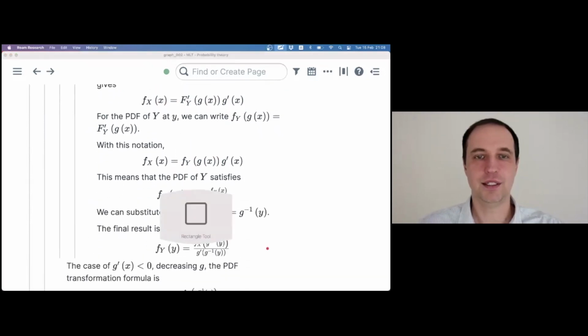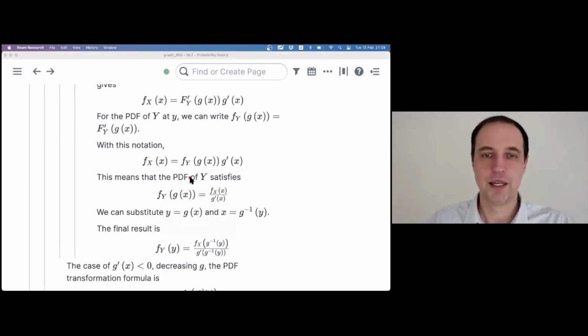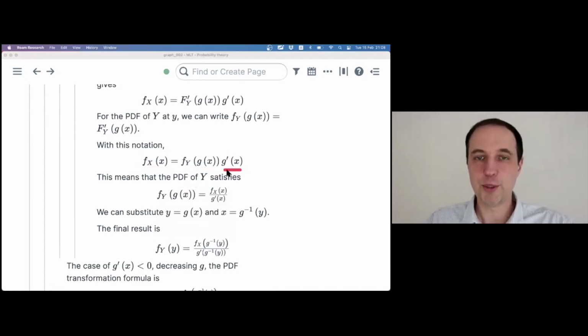So suddenly, our equation really gives us a relationship between the PDF of x and the PDF of y. And yes, this g prime plays an important role here. If g prime is positive, we can divide by it, and we have this expression. And that basically is the transformation formula that we wanted to get.